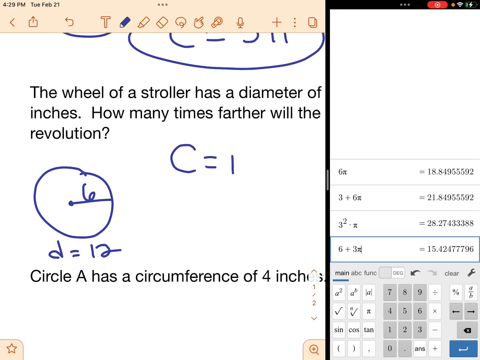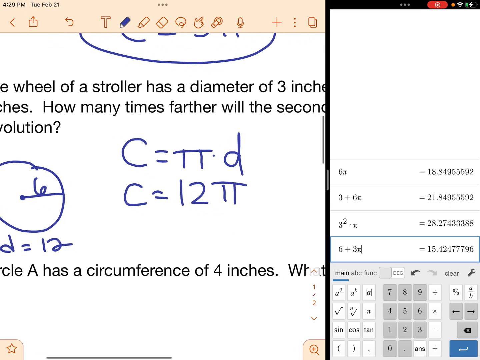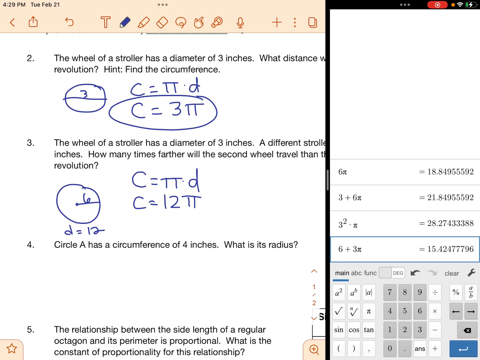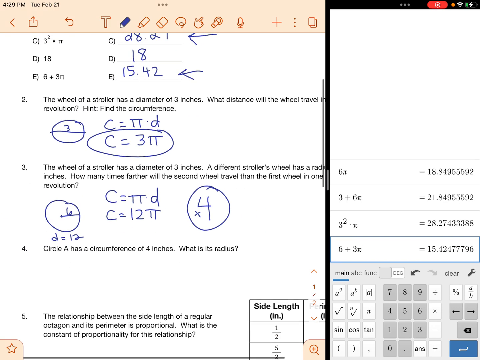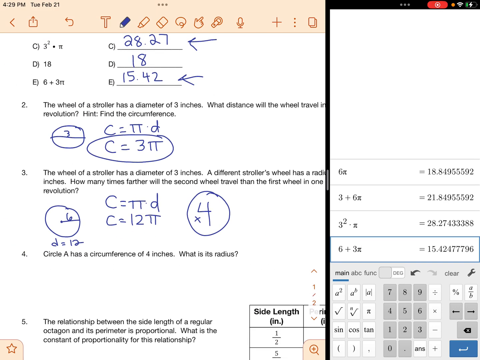Okay, so circumference equals pi times our diameter again. Remember, this would be C equals 12 pi. Okay, so now look at those two numbers. How much bigger is 3 pi to 12 pi? Well, 3 times what gives us 12? Three times 4. So our answer is it is 4 times larger. Sorry, I had a brain fart. I had to think for a second.